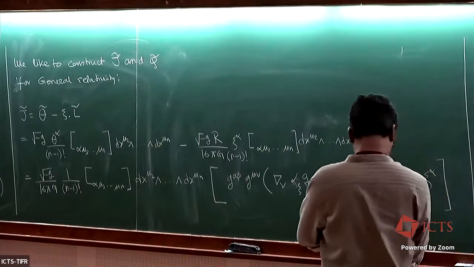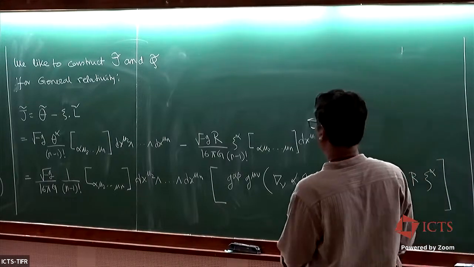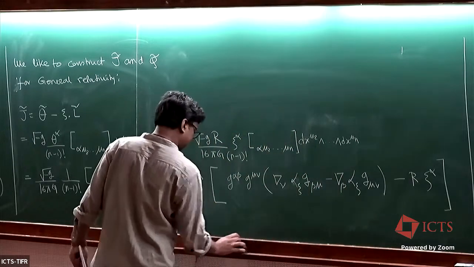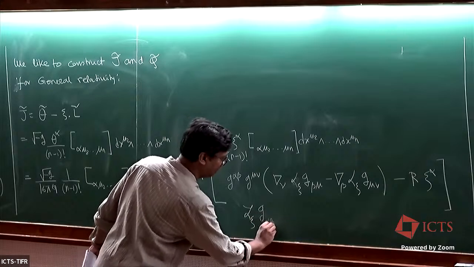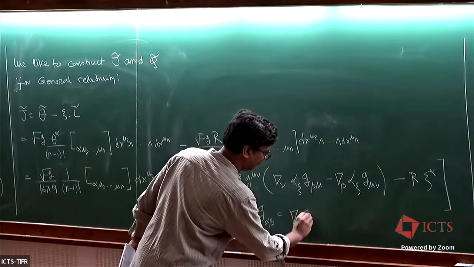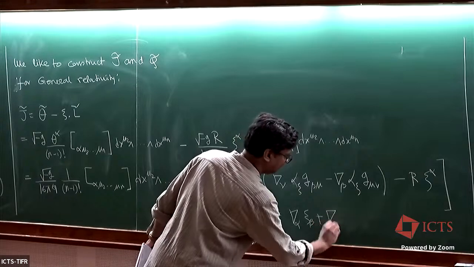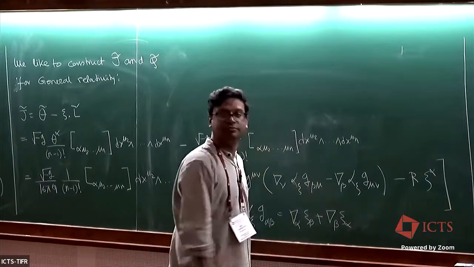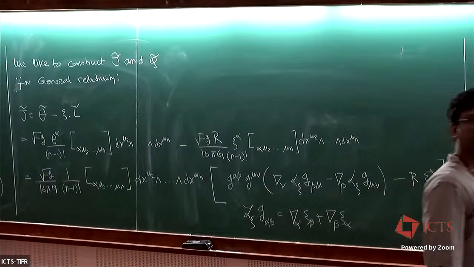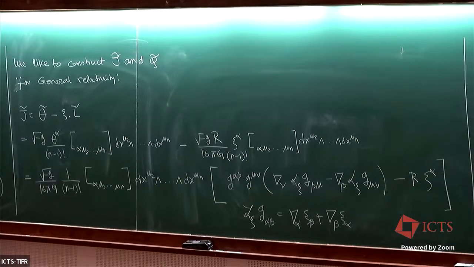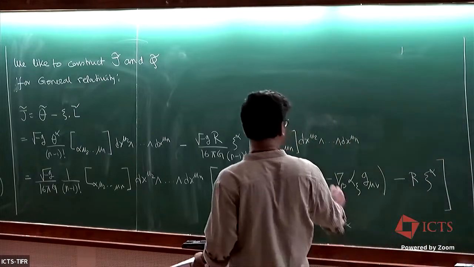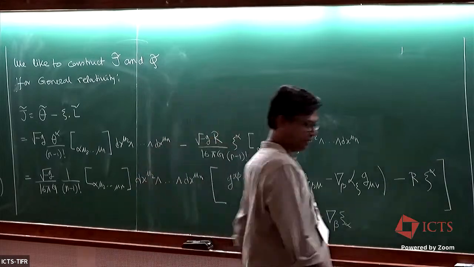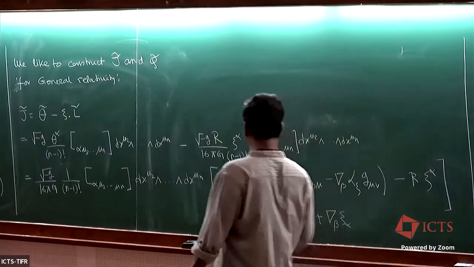Okay, now what? Long way to go. So what should I do? Since this is a diffeomorphism, I will say Lie of xi g alpha beta equals del alpha xi beta plus del beta xi alpha. Okay, so let's go ahead and write it. I'll put this quantity everywhere. So what I'll do is that this quantity, this entire thing, is there another color? Yeah, this entire thing.